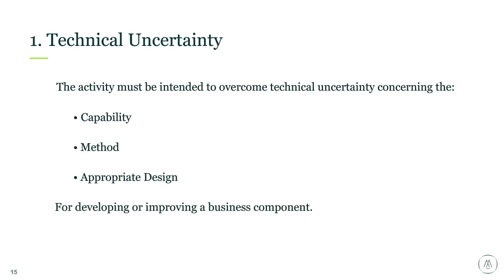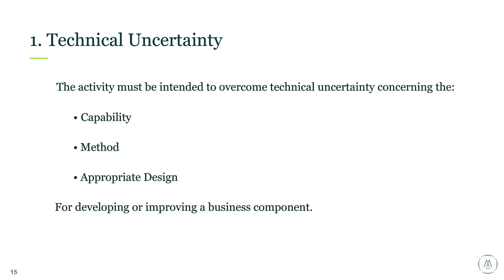So, technical uncertainty. It has to be an activity where you're trying to overcome some uncertainty at the onset of a project. Are you uncertain about if you're capable of completing a task? Are you uncertain about how you're going to actually construct something? Or is there some concern that the design is going to be appropriate and it's going to work the way that you want it to at the end of the day? There has to be some uncertainty at the onset of the project.